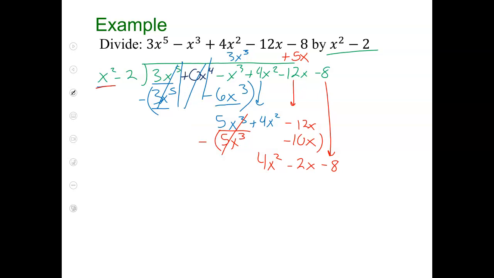Okay? What's our next division? 4x squared divided by x squared gives me what? Plus 4. Multiply. 8. Okay? Subtract. That cancels. Negative 2 minus nothing. Negative 8 minus 8. Negative 16.